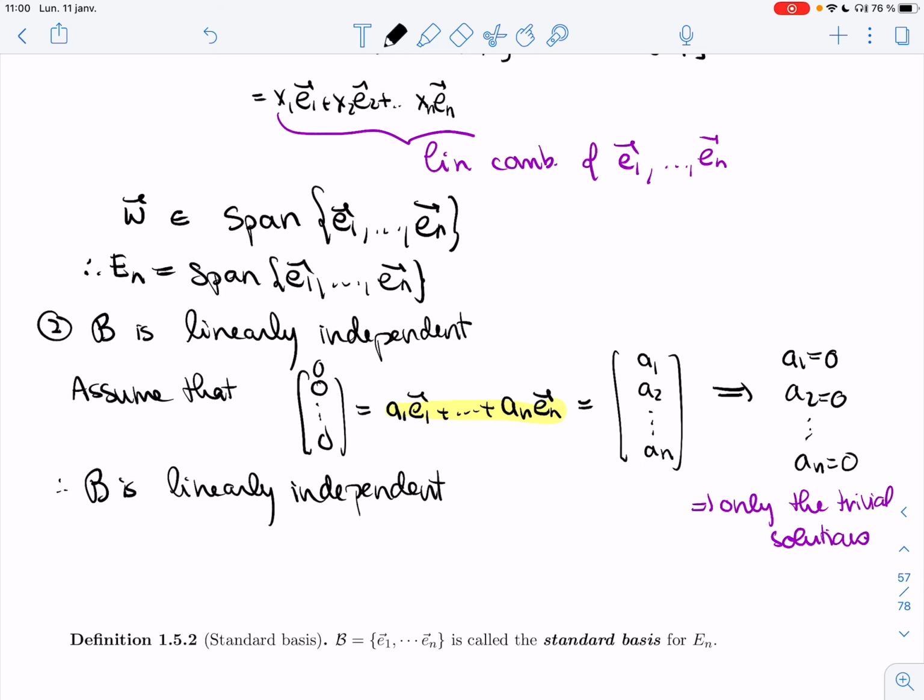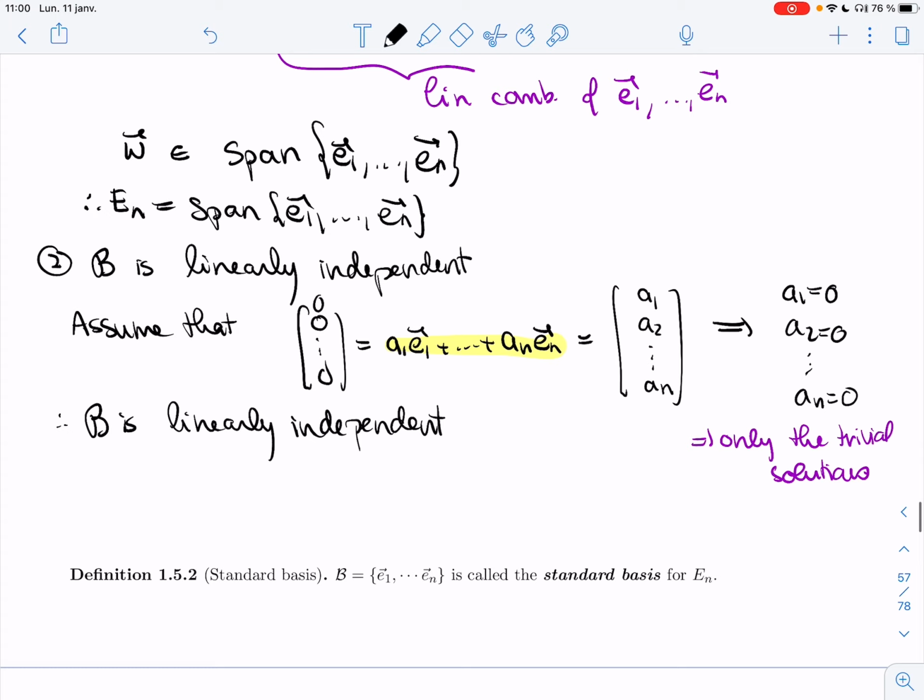All right, so in 1, I proved it spans. In 2, I proved it's linearly independent. So together, I get that B is a basis for R^n. All right, so that's all you have to prove: linearly independent and spans your vector space.